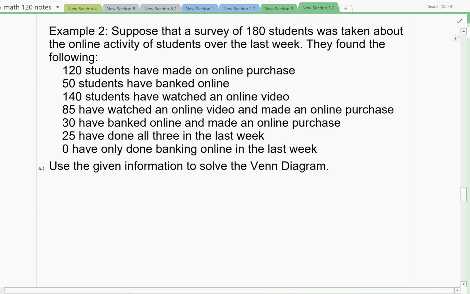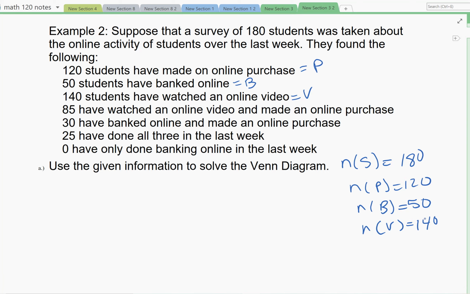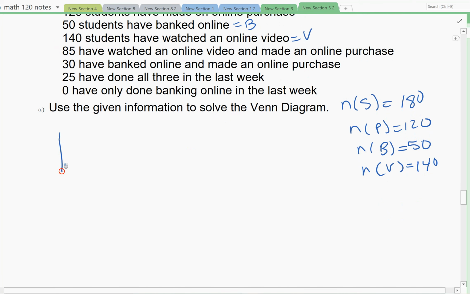Alright, so there's all of my information. I'm going to let S be my total in my survey, 180. I'm going to make online purchases be P, banking online be B, and watched an online video be V. So I know the number who purchased was 120, the number who banked was 50, and the number who watched a video, which that's one's probably low because that would probably be 100% of students. But I said 140, so 140 is what we're going to use. And then everything in between, so those are my big sets. So when I draw my circles, I'm going to draw P for purchasing, B for banking, and V for online videos.